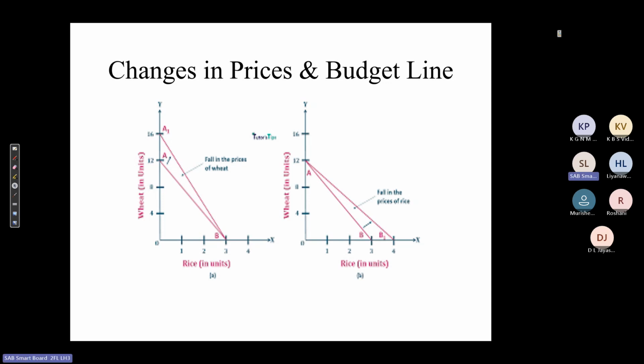If there is a decline in the rice prices, what happens? The budget line rotates from the rice axis to the right, from B to B1, say. So people can consume more rice. He can move to another point on the new budget line. That explains the higher level of satisfaction you can gain by consuming more rice, keeping the other side constant.